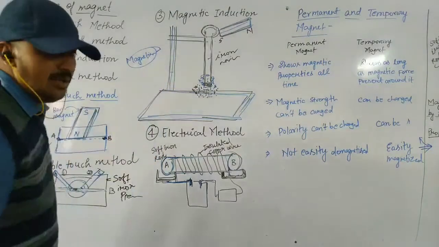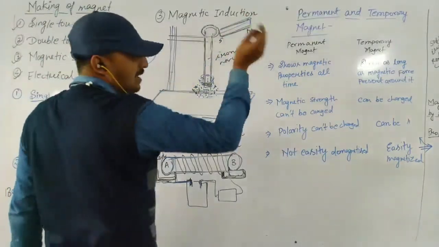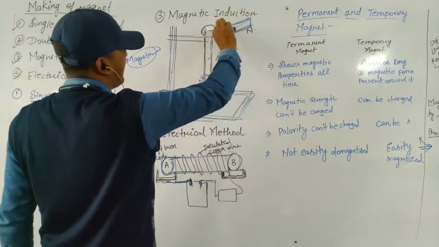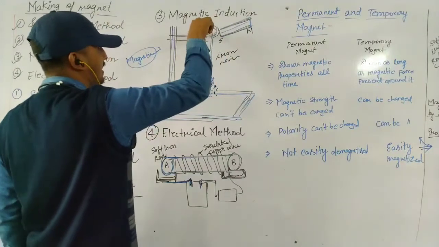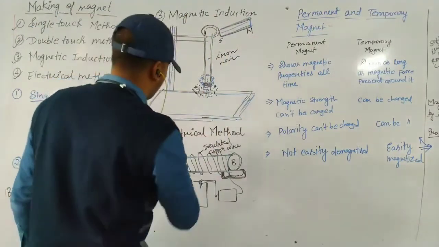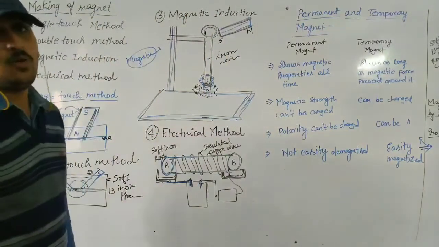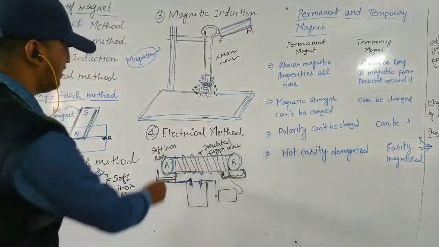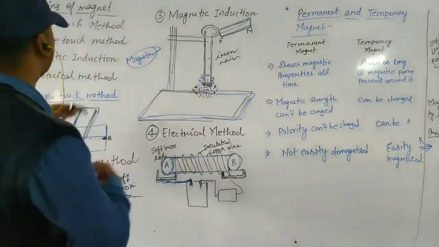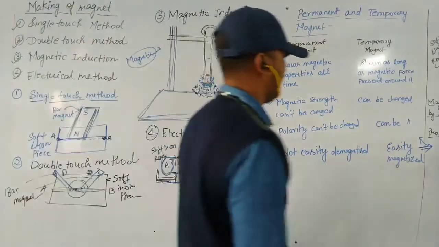In the third method, we simply bring one bar magnet near this iron nail, and the magnetic property is induced in it, and it will magnetize. And the last one, by the electrical method, we can magnetize this iron substance or soft iron rod. So these are the methods by which we can make a magnet.